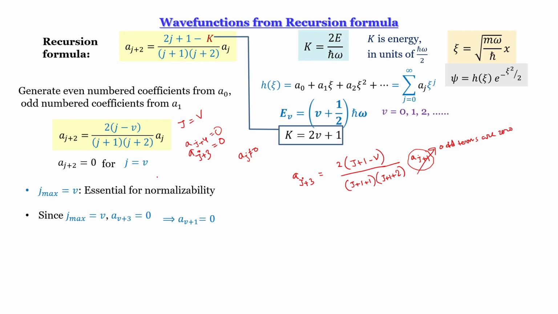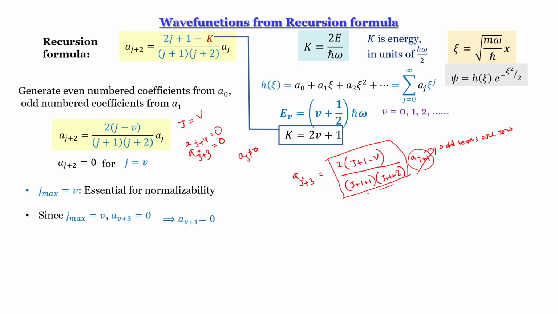And I have a question here. Because you are saying aj plus 3 is 0, therefore aj plus 1 is 0. Now, can we... because this term is not 0 anymore. I also had that doubt. If this term was 0, because j equals v, we are getting aj plus 3 is 0. So if j equals v, then still the 2 is there, right? So this term is not 0.